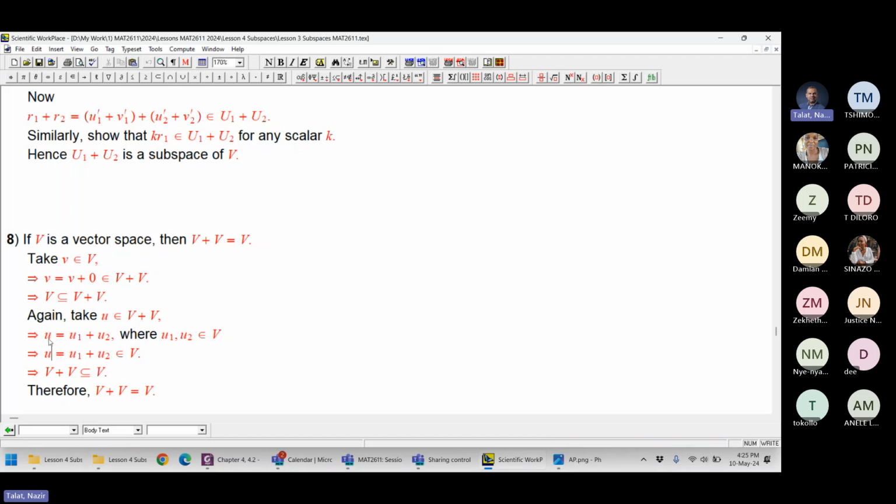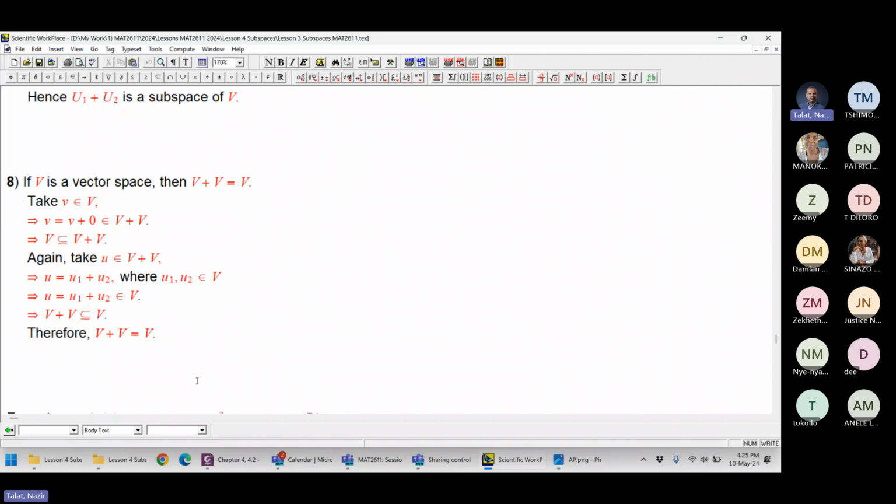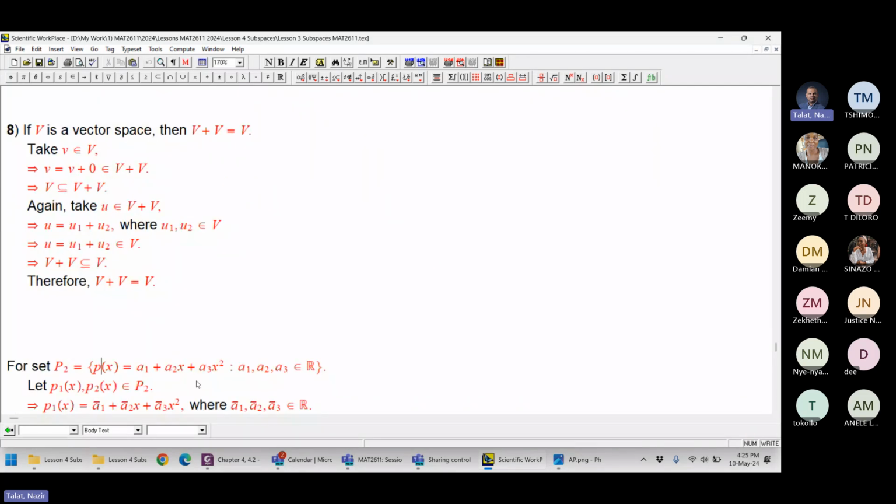Now initially u belongs to V plus V, and now u belongs to the set V. It means this set V plus V is a subset of V. Now from 1 and 2 we conclude that V plus V is V. So this is a small and interesting proof you can see about that one.